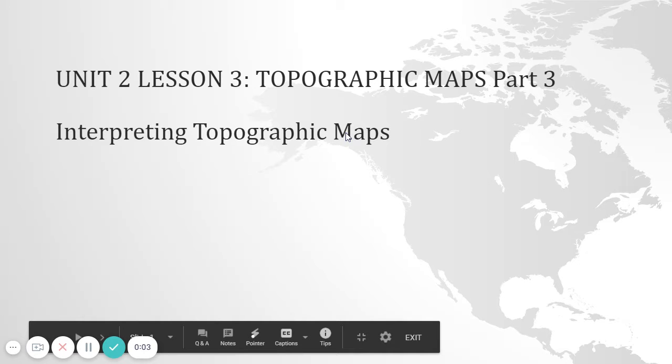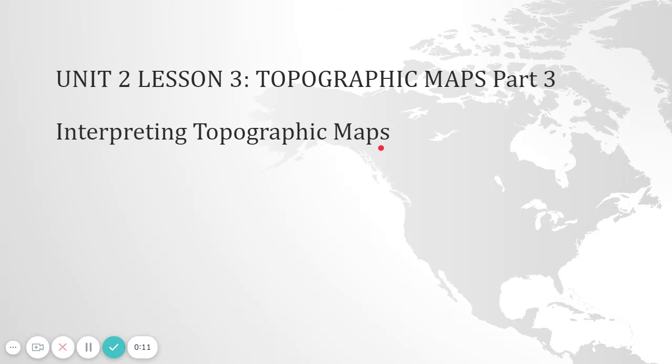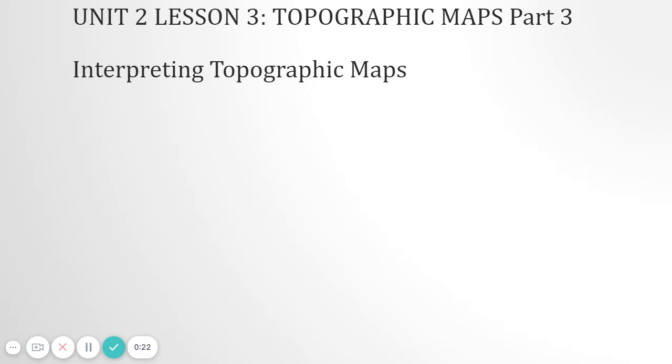This is Unit 2, Lesson 3, Topographic Maps, Part 3, Interpreting Topographic Maps. So we're going to really be looking at contour maps in a lot more detail. We're going to look at how do we know what something looks like, and the contour lines are going to become very important. Reading them is going to become important in this lesson.